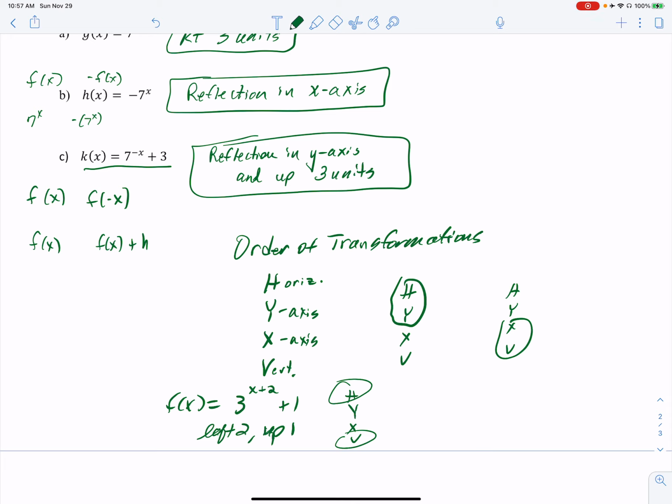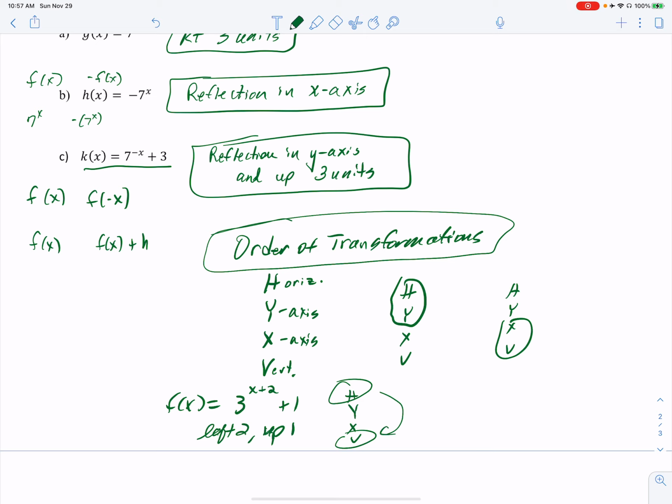But anyway, there is an order to transformations to be aware of. If you have both horizontal and over the y, you've got to do horizontal first. If you have both over the x and vertical, you must do over the x first. If you have something like this, it doesn't really matter because you don't have those paired up with those special ones. But there you go.